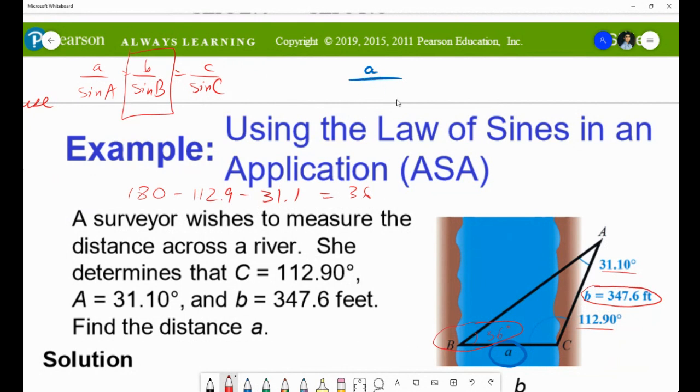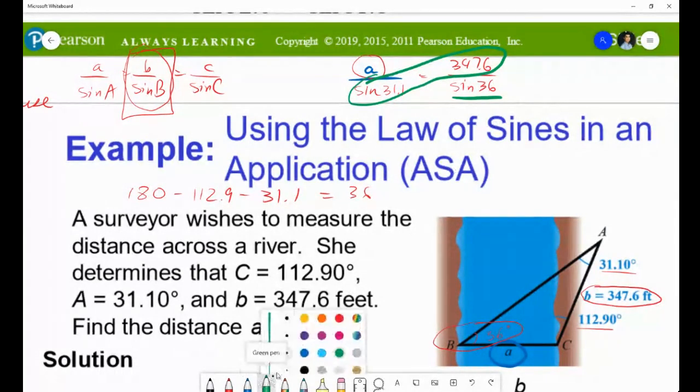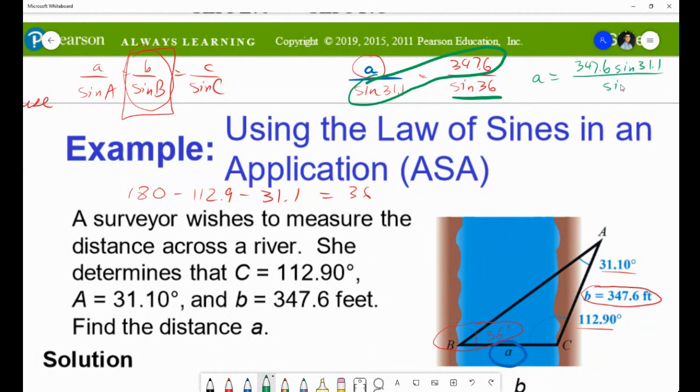I want to find A. A goes on top here, then sine A goes below it. So A here is 31.1. Now I'm going to use the ratio that was given to me, B over sine B. B is 347.6 over sine of 36 degrees. Now I can cross multiply and then divide by sine 36 to solve for A. Does that make sense? Yes. So A equals 347.6 sine 31.1 divided by sine of 36.